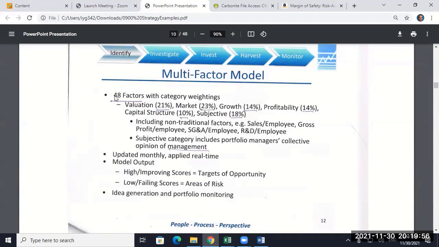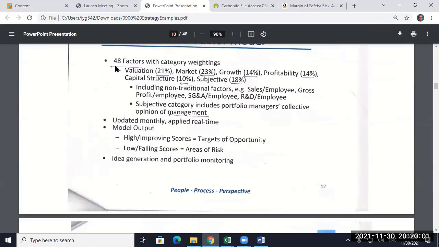48 factors. If any of y'all, how many factors do you have in yours, William? The count, are you getting close to 48? You're over 10. I think I have 13. Javier had exactly 10, right?